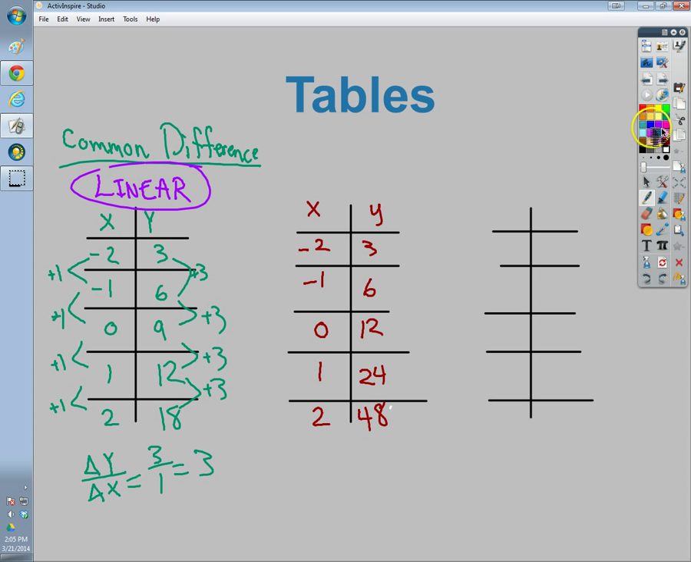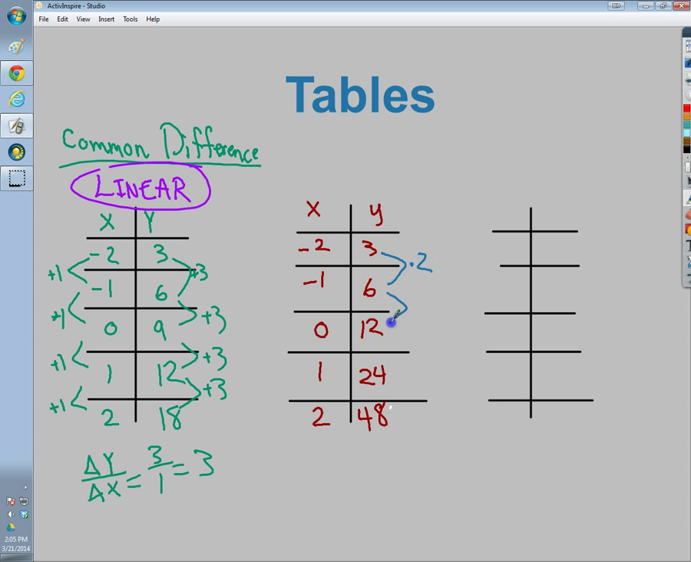So I'll go over here and do 3 times 2 gives me 6. 6 times 2 gives me 12. 12 times 2 gives me 24, and 24 times 2 gives me 48. Now over here, once again, plus 1, plus 1, plus 1, plus 1. So my real change in this case is not a common difference, it's a common ratio. And my common ratio in this case is 2. I just take whatever the last term is, multiply it by 2, and it gives me the next one.